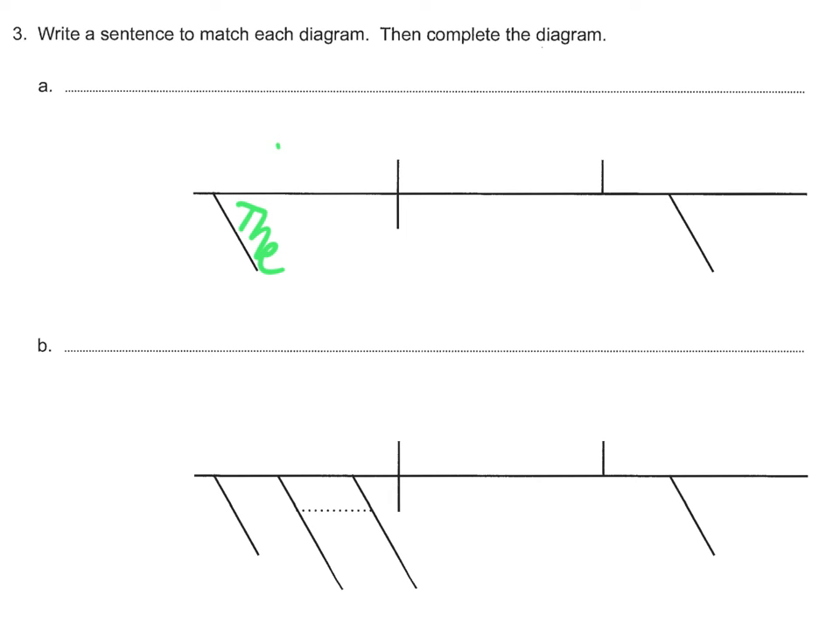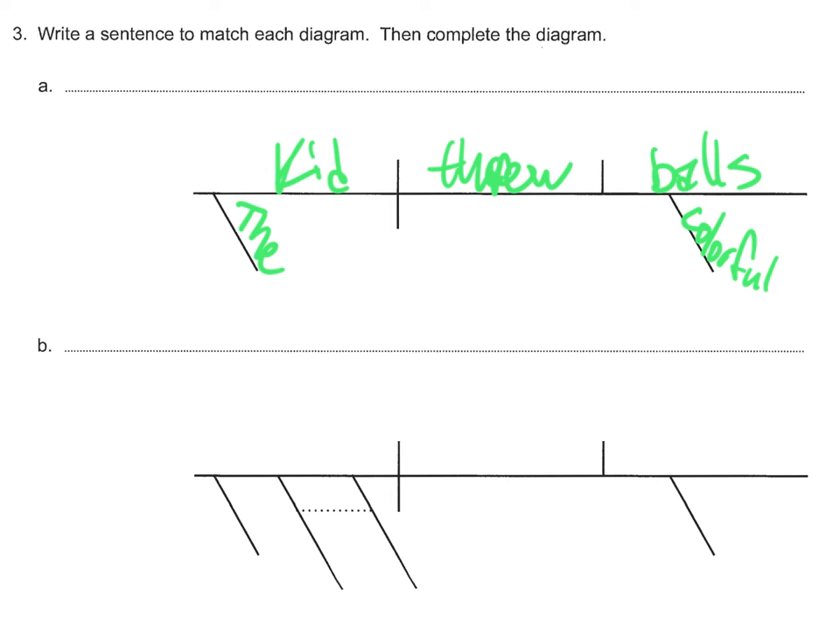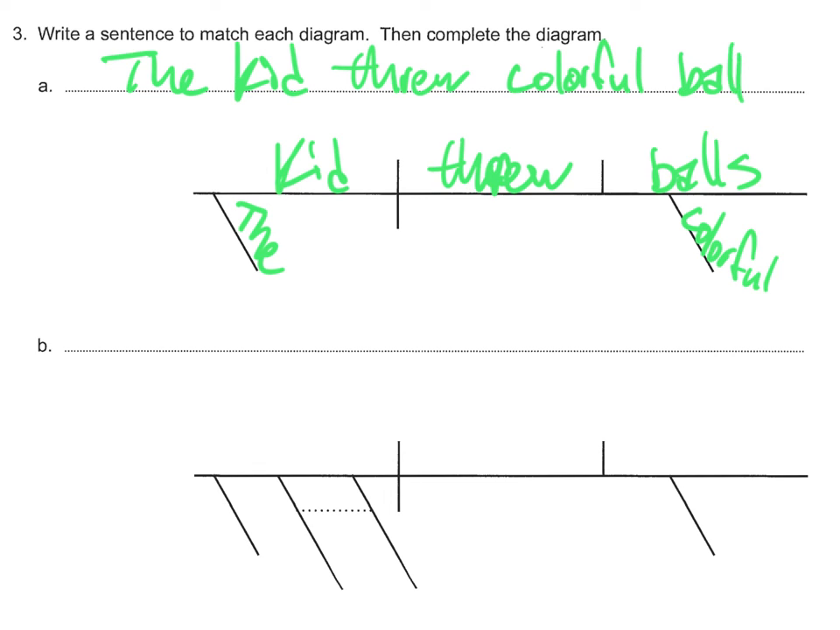The kid. What'd the kid do? Threw. The kid threw what? Balls. What kind? Colorful. That's one way you could do it. And then you would write up and above here, the kid threw colorful balls. And then you also need to remember to write simple subject, simple predicate, direct object, and draw your modifier arrows.